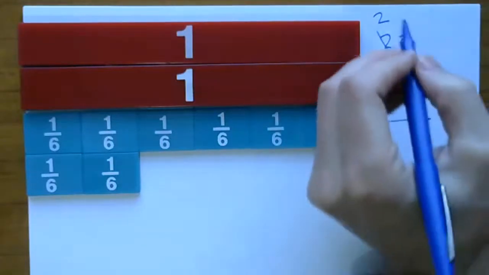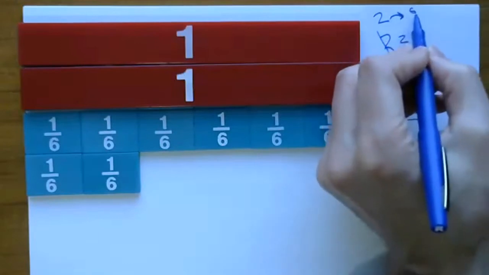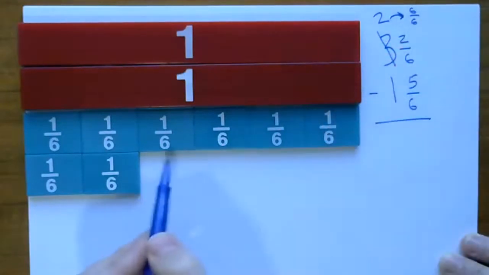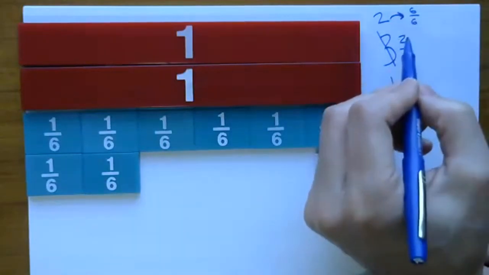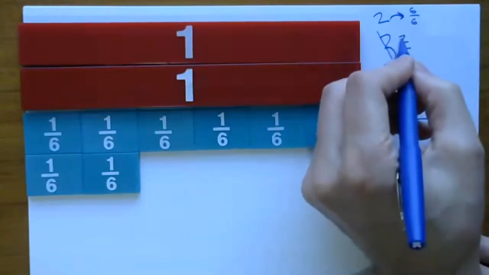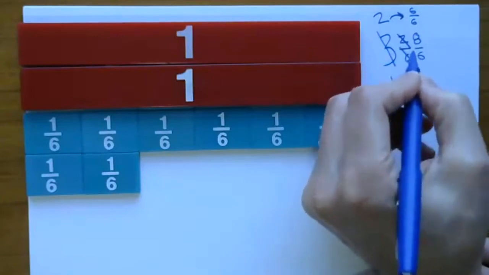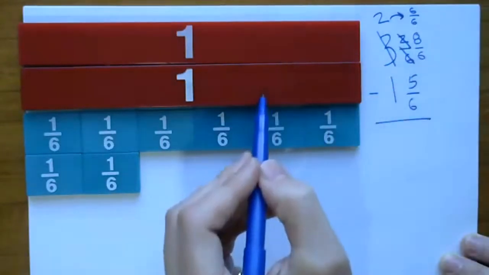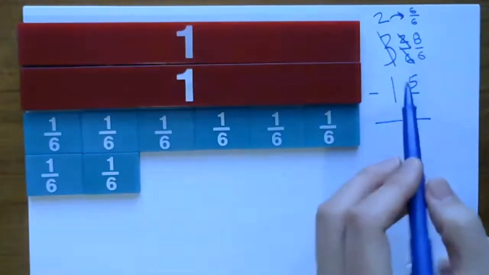And we brought 6 sixths over here to mix with the 2 sixths we already have. So 6 sixths plus 2 sixths, now we have 8 sixths. We have 8 sixths, 2 wholes, and 8 sixths. Now we can do our subtracting.